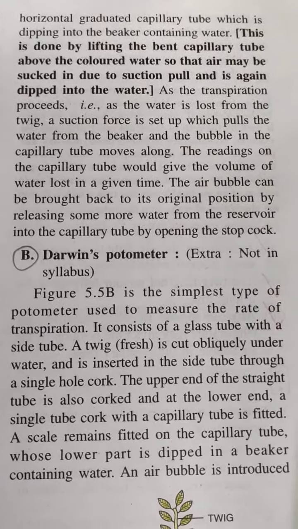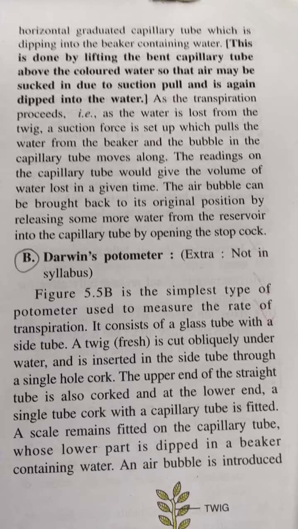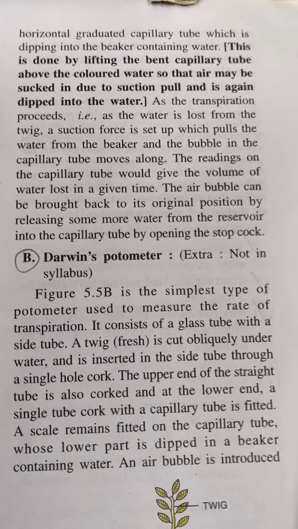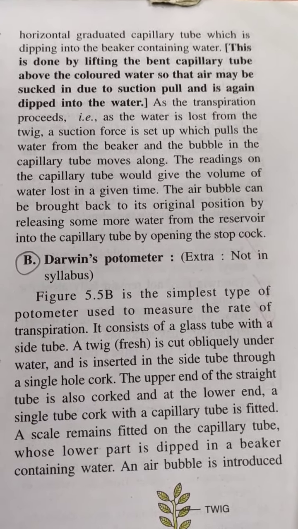Now, as the transpiration proceeds and as the water is lost from the twig, a suction force is set up which pulls the water from the beaker, and the bubble in the capillary tube moves along. The readings on the capillary tube would give the volume of water lost in a given time. The air bubble can be brought back to its original position by releasing some more water from the reservoir into the capillary tube by opening the stopcock.